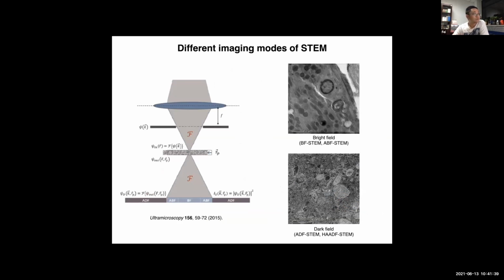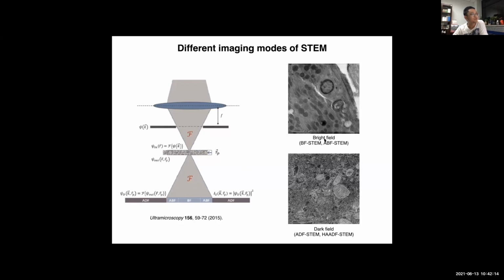And so scanning transmission electron microscopy, STEM, just uses a focused electron beam on the surface of the sample, and the transmitted electrons are collected. But according to the electrons collected in different regions, STEM can be classified into two kinds of techniques.